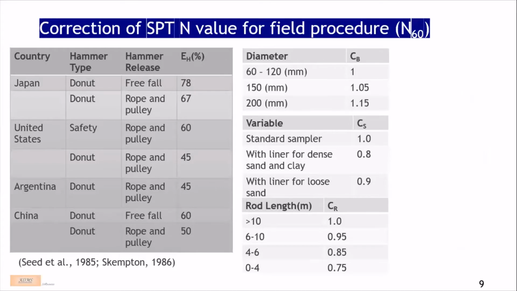And okay, in this slide we see various corrections for the SPT N60 value. We see the different types of hammer and their efficiencies. We see the corrections for the borehole diameter, that is CB. So for different diameters of borehole, we have corrections for that. For the variation in the sampler, we have correction factors, and also for the rod length, we have corrections too. Okay, moving on.